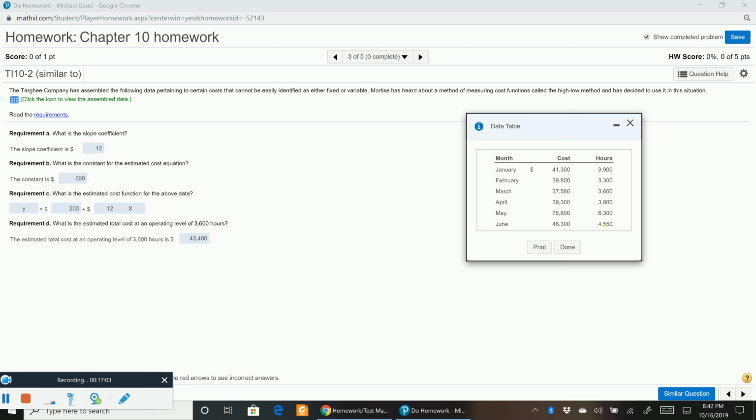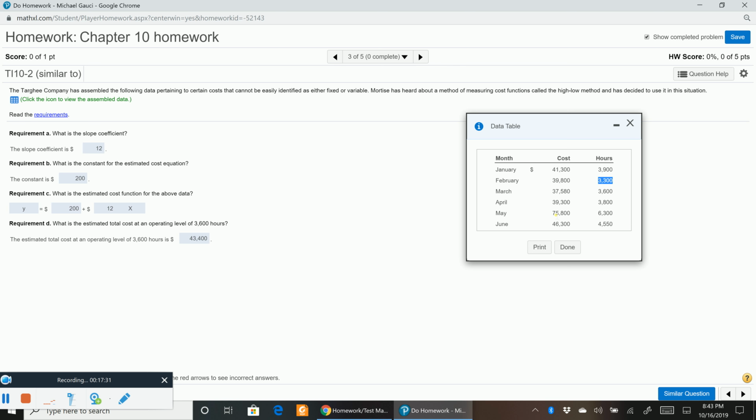One of the ways to estimate the variable cost per unit is to take, out of the data given, the highest cost driver, which is May, 6,300 hours. And we're going to take the low level, out of the information given, the lowest level, which is February of 3,300 hours. So if we take the high minus the low in the number of hours, 6,300 minus 3,300, the difference is 3,000.